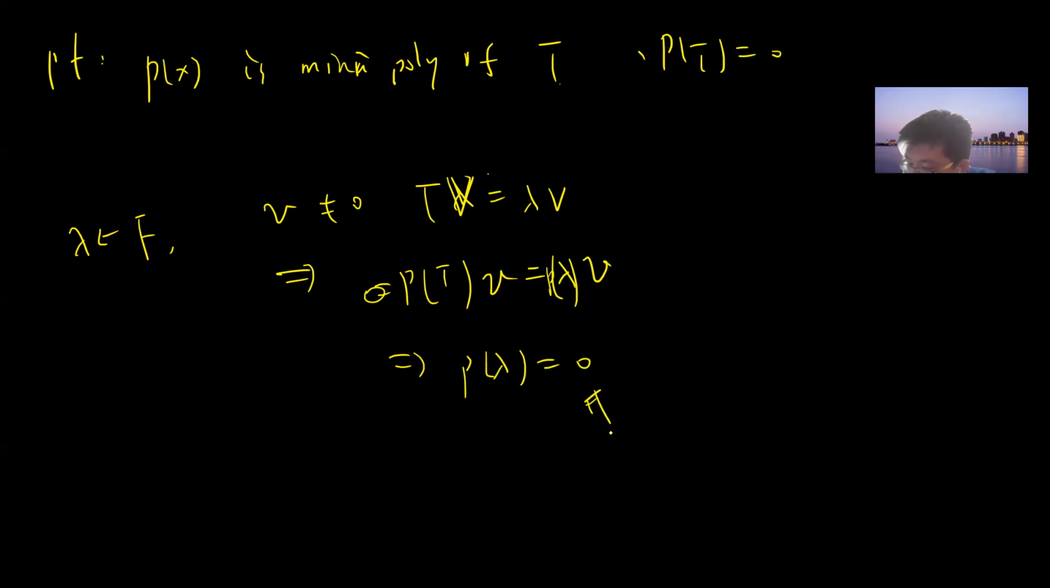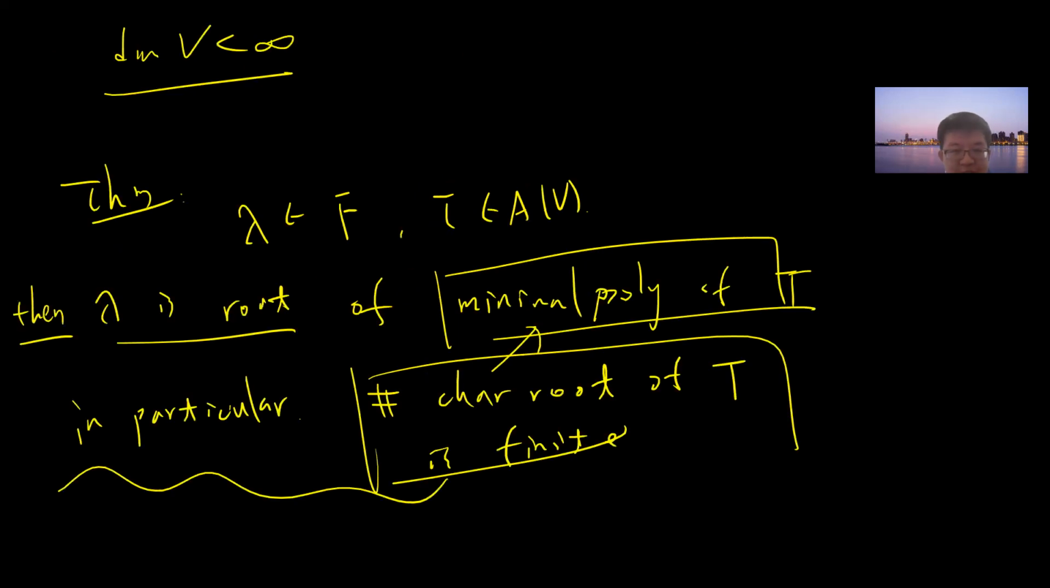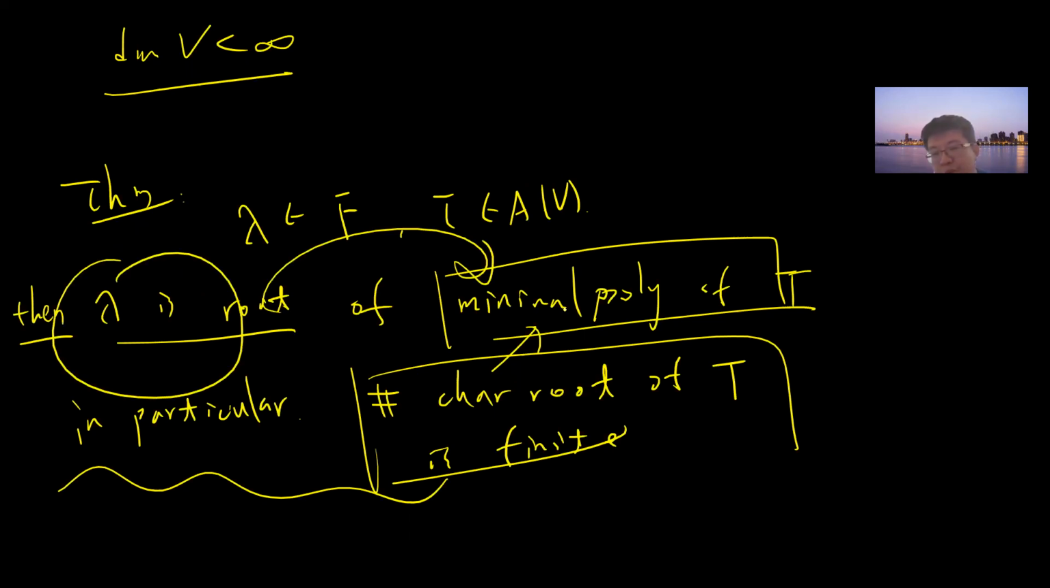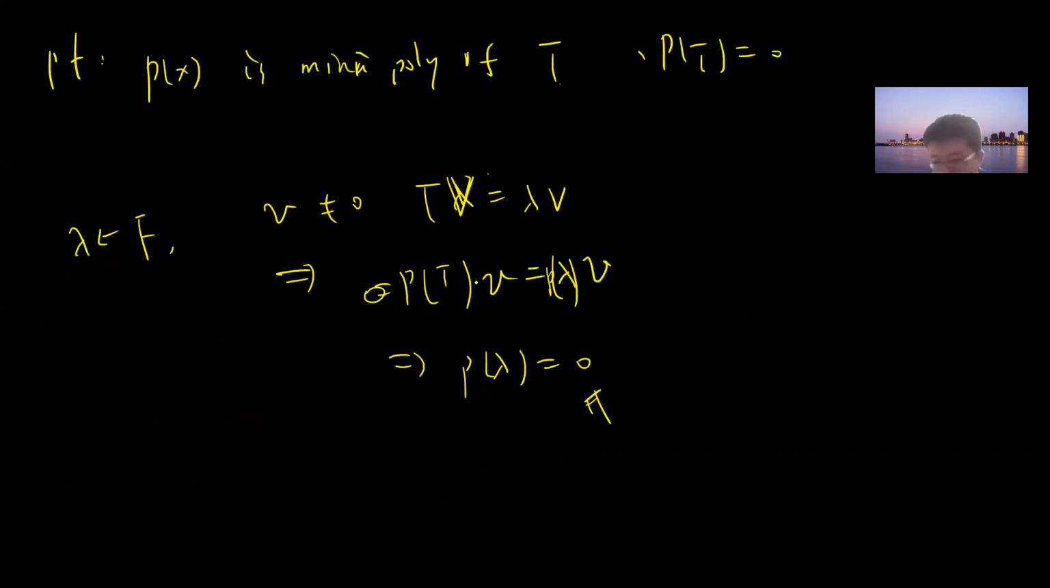Yeah, that's it, right? So we prove that this lambda is a root of the minimum polynomial. And the minimum polynomial always has finite degree, so in the field F, you only ever have a finite number of them.